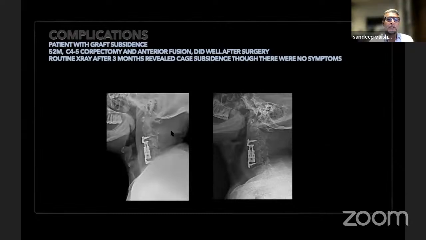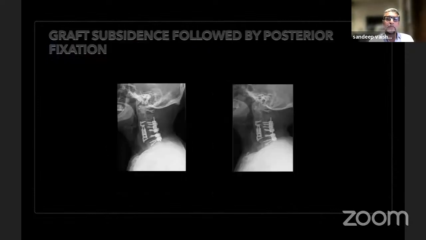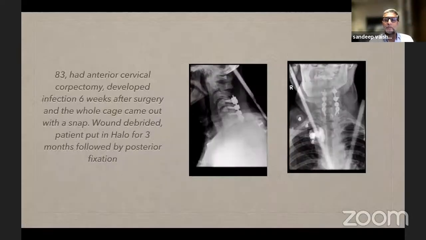So this was a patient who had a cervical OPLL and underwent a C4-5 corpectomy. 3 months later, a routine X-ray showed a subsidence of the implant as the bones were quite osteoporotic. So we went from behind and did C4, 5, 6 lateral mass and C7 pedicle screw fixation. And this has been now 5 years and the patient is quite stable.